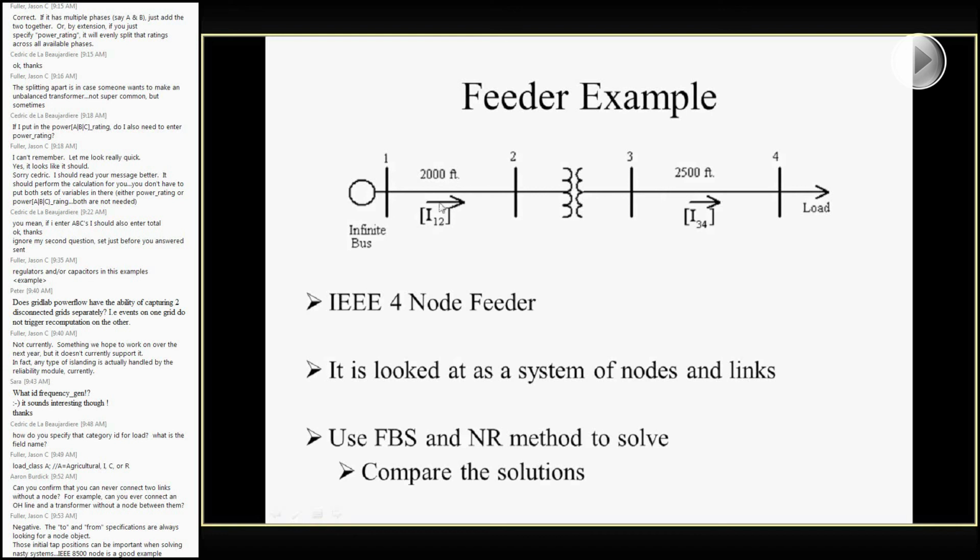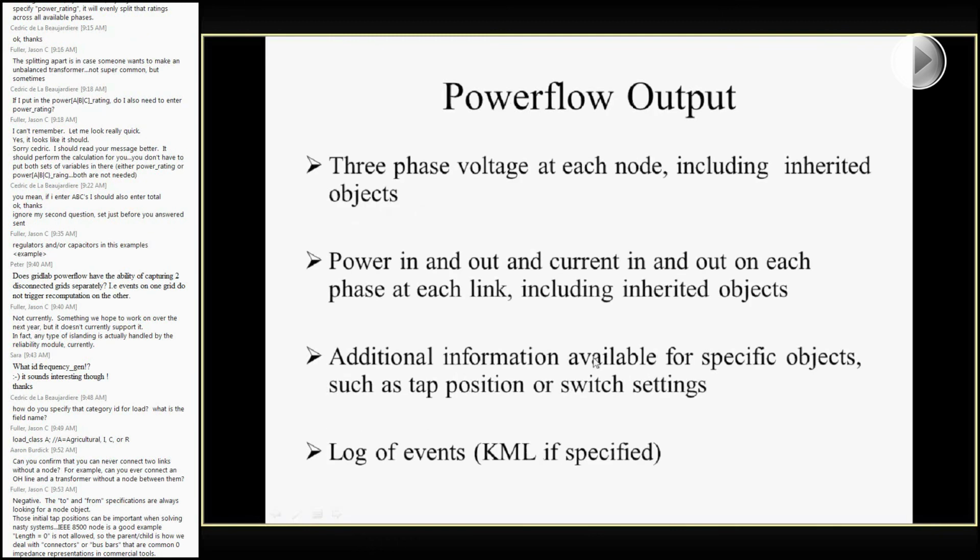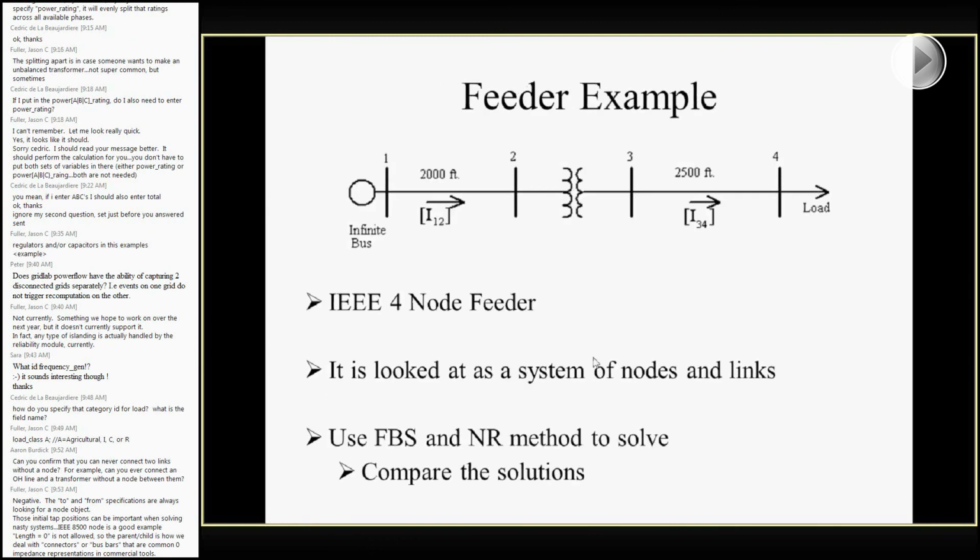So in this particular case, I believe these are all overhead lines. So this is an overhead line of 2,000 feet in length. This is an overhead line of 2,500 feet in length. And then there's a transformer in between nodes 2 and 3. And we will look at the difference there. I can't remember. Yeah, it's not in here.